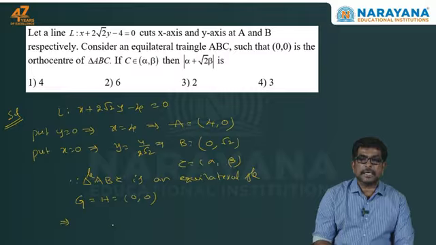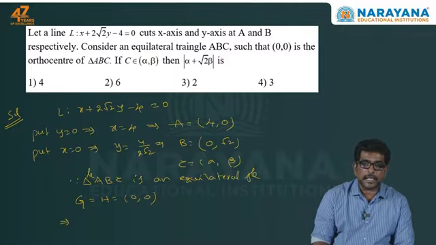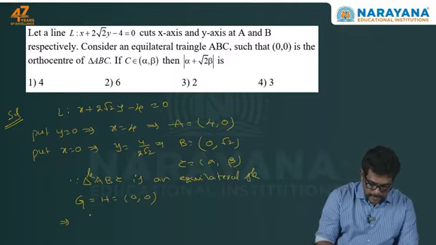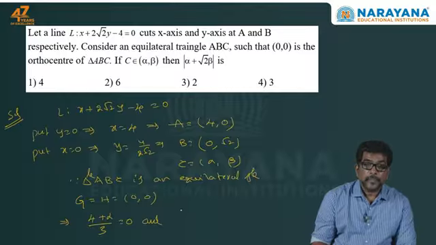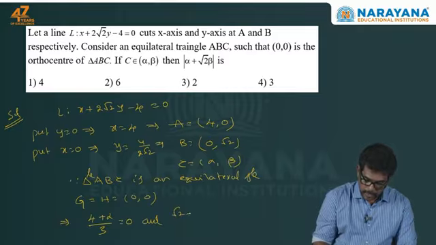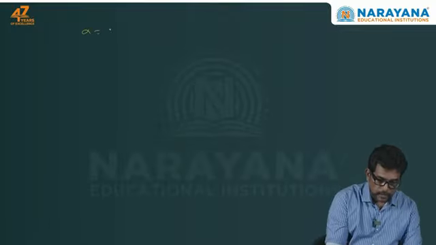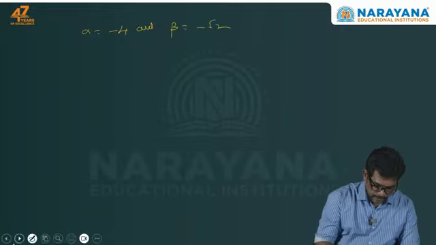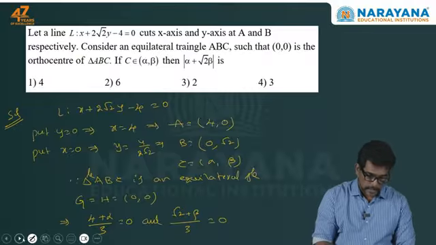The centroid is very easy to find. That is the average of the x coordinates of the vertices and the average of the y coordinates of the vertices. That is (4 plus alpha) by 3 is equal to 0 and (root 2 plus beta) by 3 is equal to 0. Now by simplifying this, we get alpha is equal to minus 4 and beta is equal to minus root 2.